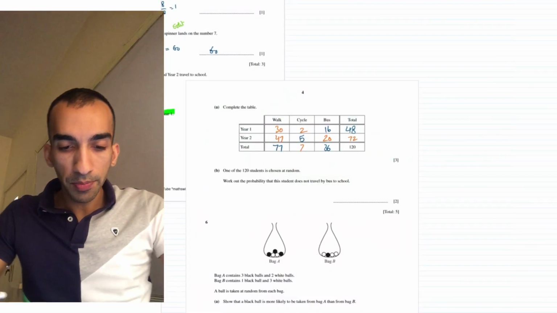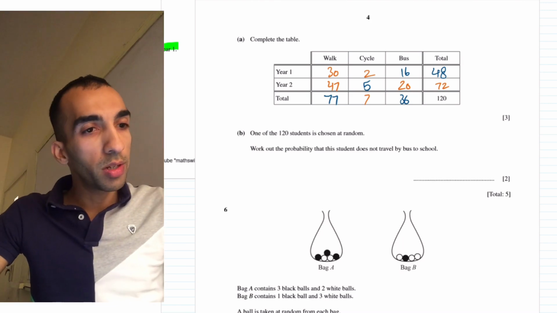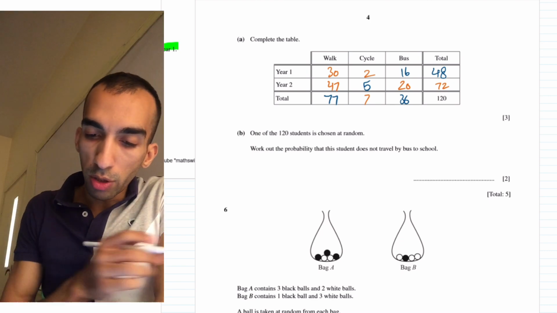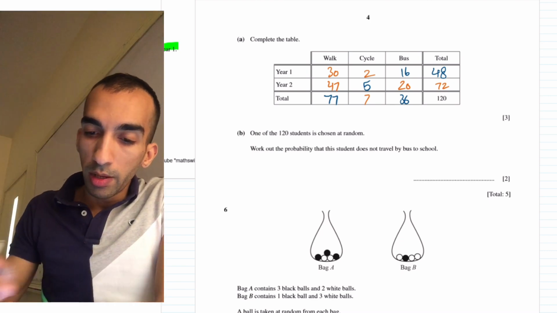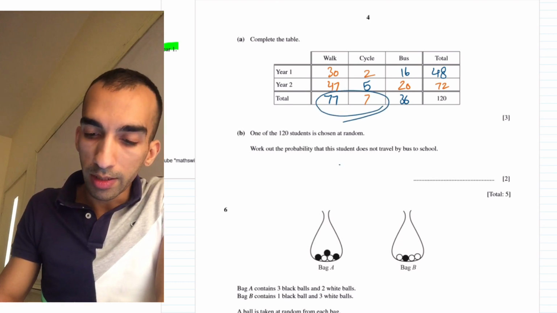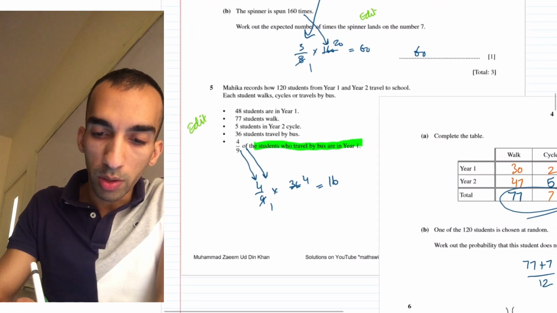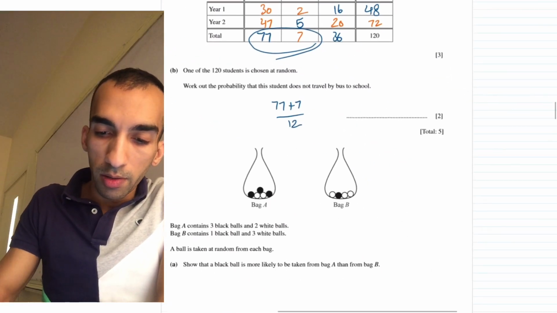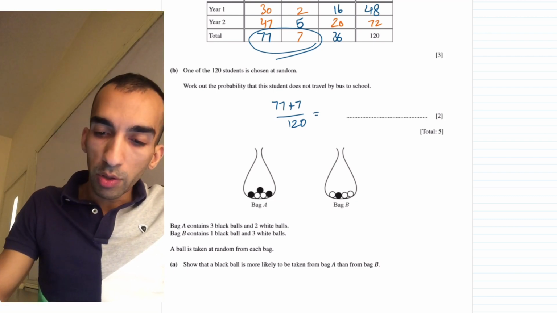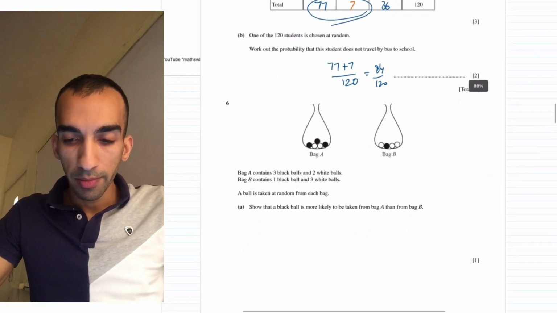Now the question says, one of the 120 students is chosen at random. Work out the probability that this student does not travel by bus to school. Now, if he doesn't travel by bus, he is either walking or cycling to school. So that's 77 plus 7 over a total of how many students do we have? 120. Remember? So 77 plus 7 comes out to be 84 divided by 120. You can always simplify this number or keep it as it is.